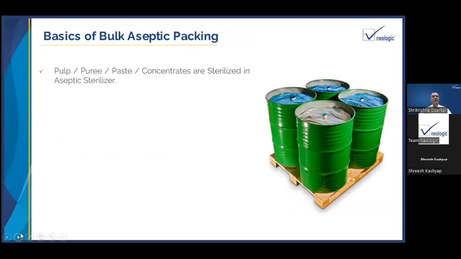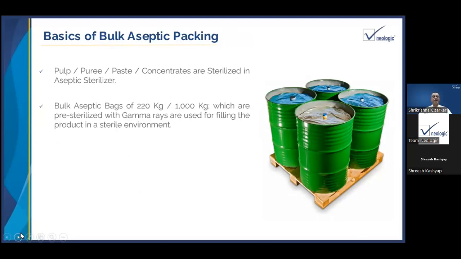Moving ahead, some of the basics of aseptic bulk packaging. Again, you can see the drums. These drums are always recyclable. And since the product is stored in aseptic bags, the drums do not get consumed. They are always recycled. The pulp, puree, paste or concentrate is sterilized in an aseptic sterilizer.